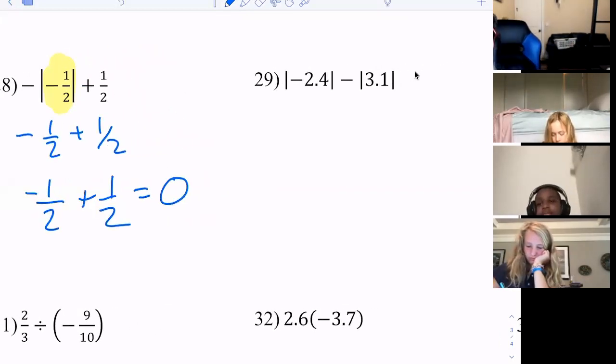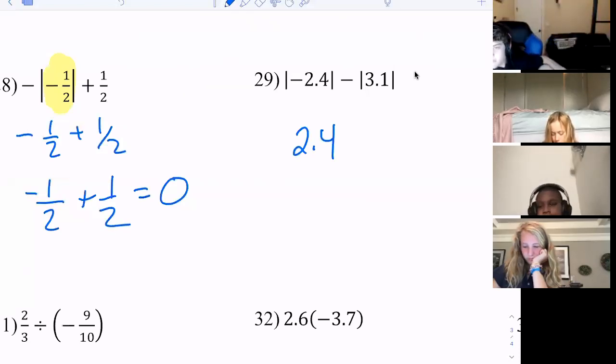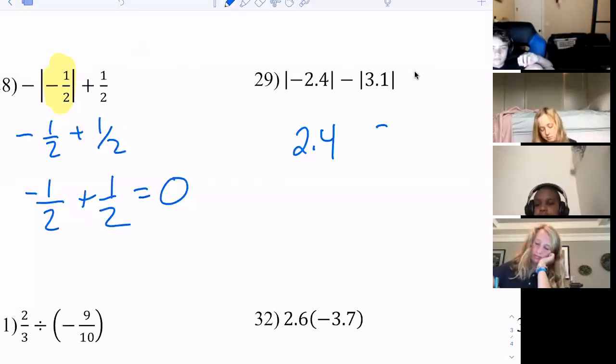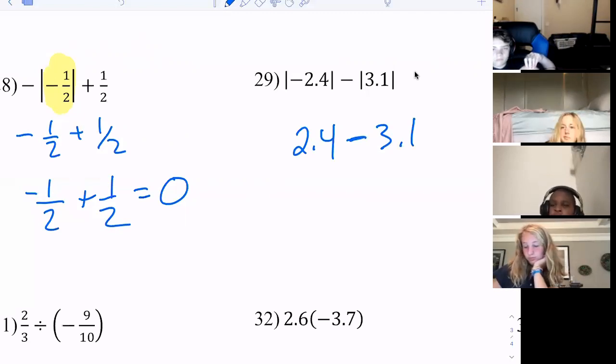All right, here we go. Now we got to take care of some absolute value. What's the absolute value of negative 2.4? 2.4. What's the absolute value of 3.1? Now notice I don't change the sign in between. Now am I going to add or subtract those decimals? And the answers are going to be positive or negative? Negative. Come on now. 24 from 31 is what? Don't forget the decimal. All right, negative 0.7, guys. Come on, that's important information right there.